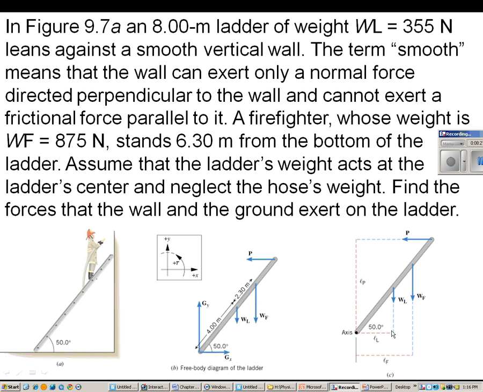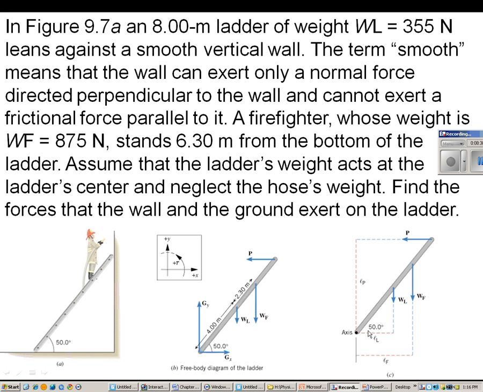We have to remember we have to use perpendicular lever arm distances. It's not the distance along the ladder. In other words, we have 6.3 meters here up to the fireman. That's not our lever arm distance. Our lever arm distance is this horizontal distance.